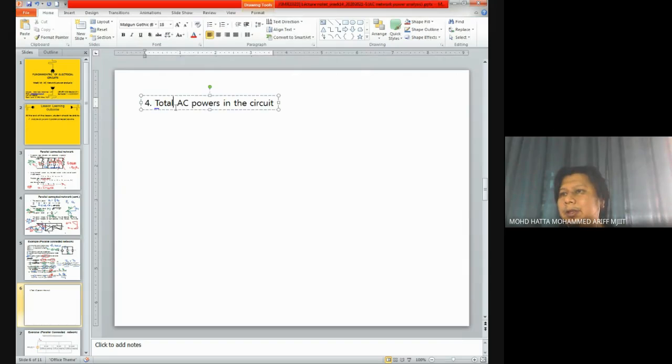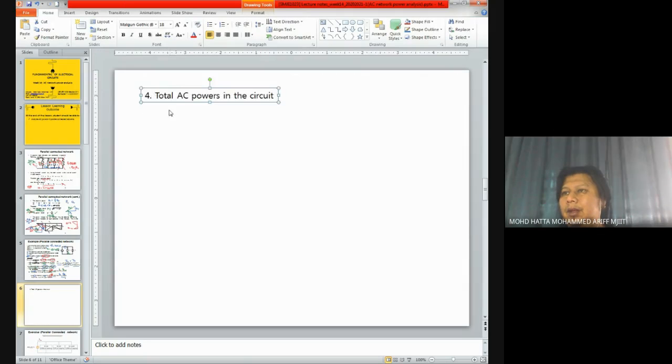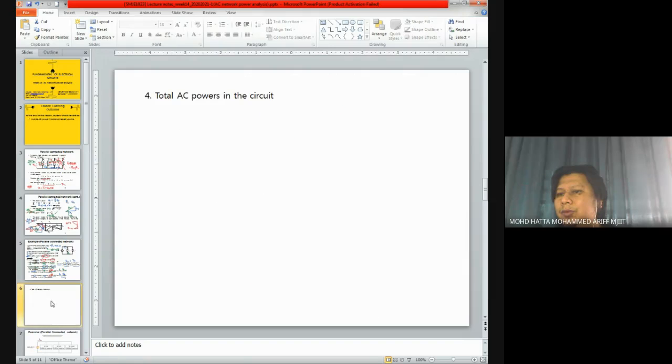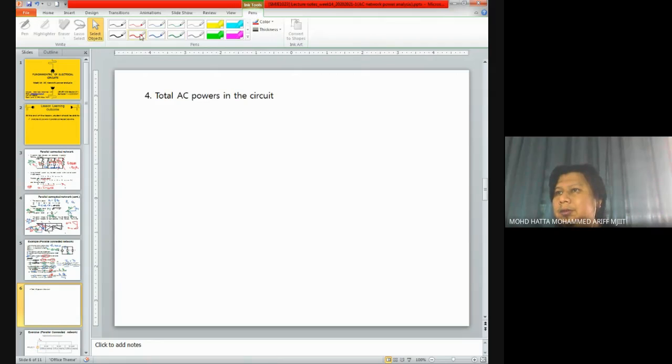What is the total AC power in the circuit? According to what we learned before this, since we have I total, and also we know the value of our Vs or our voltage, the total AC power can be calculated using this.